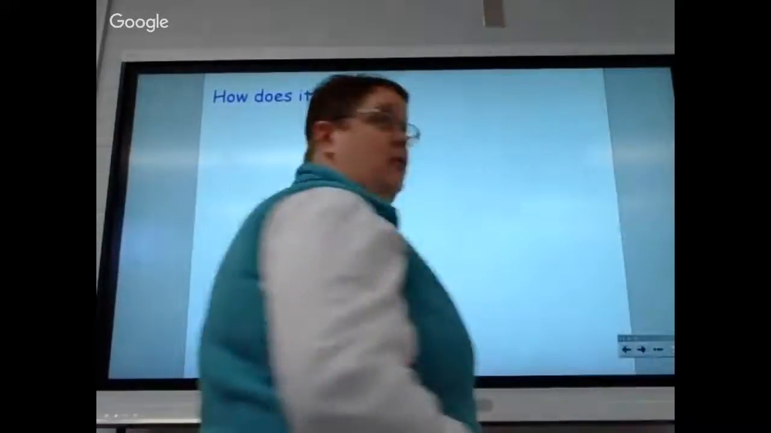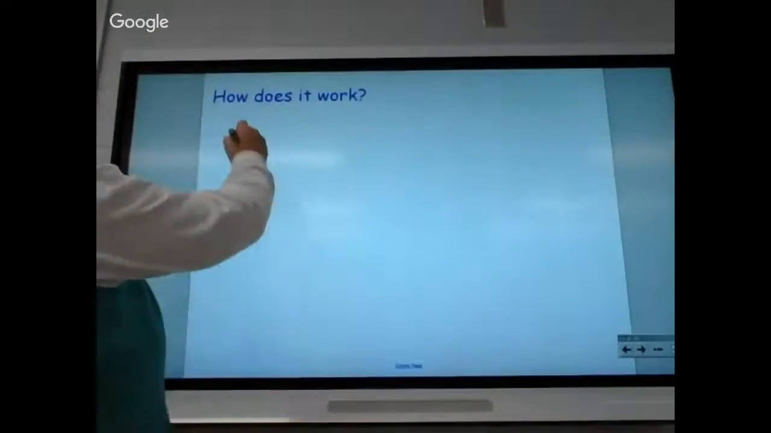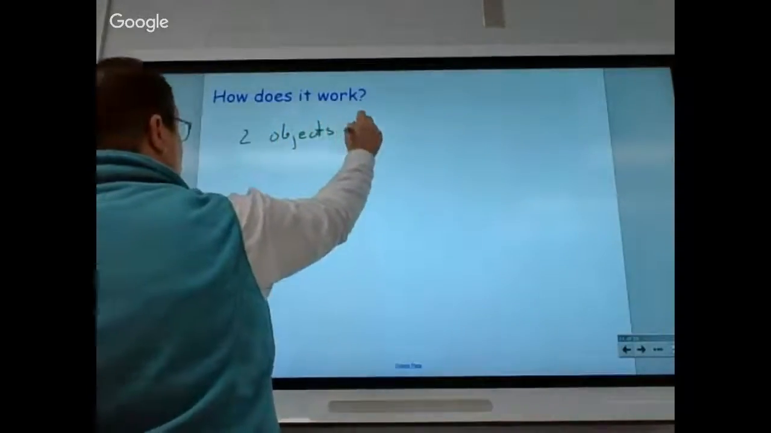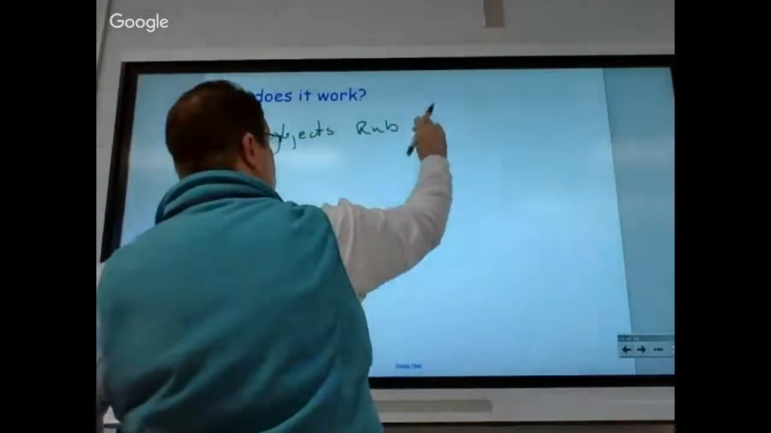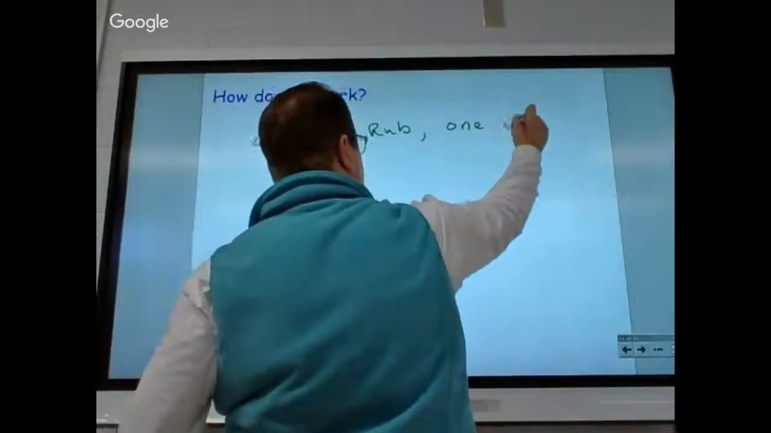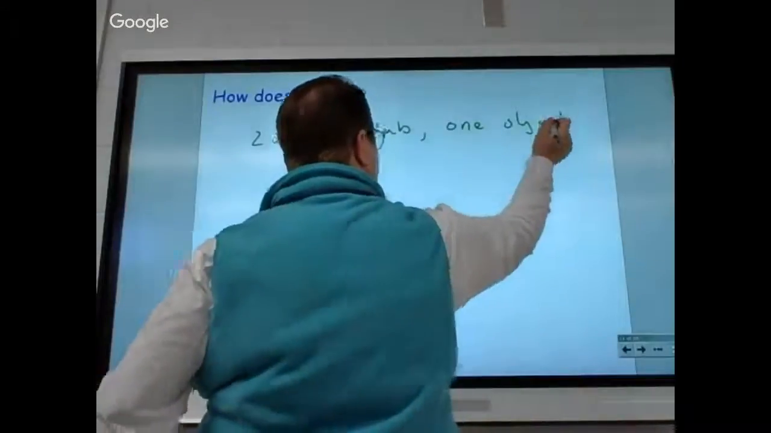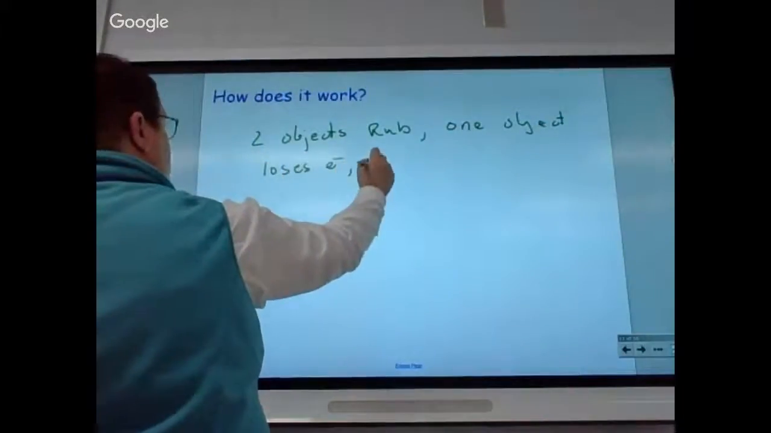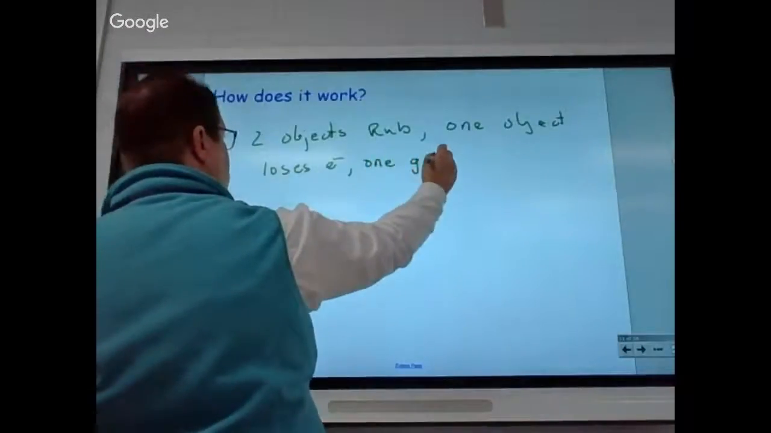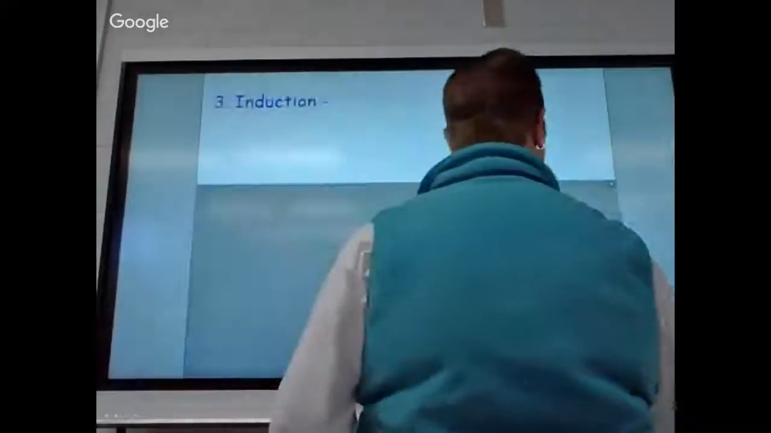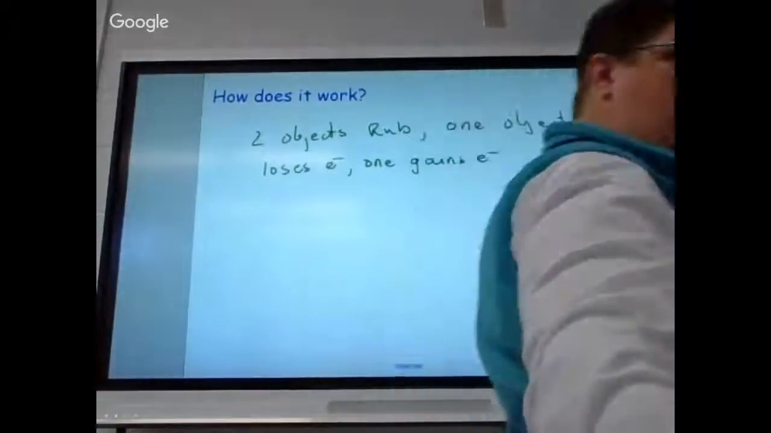Now, how does it work? Again, two objects rub, one object loses electrons, one gains electrons. And that's all I'm going to talk about today.